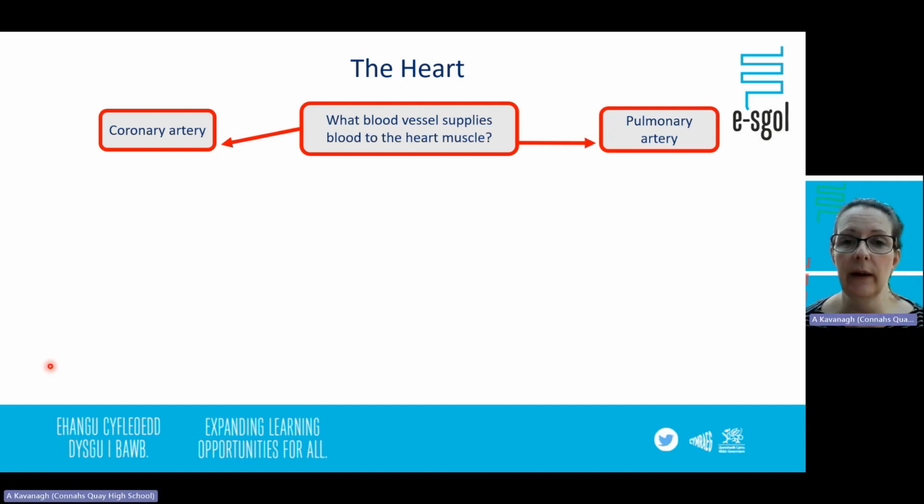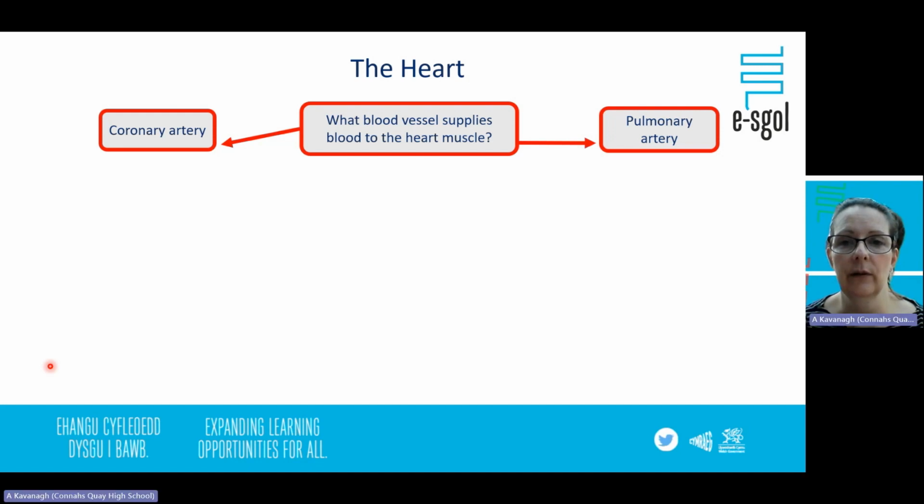So first of all, some questions to start with to see what we know about the heart already. And at any point in the film where you feel that you want to spend some time making some notes or make your own diagrams to support your learning, just pause the film and use that time to go through what work you want to do. So our first question asks us, what blood vessel supplies blood to the heart muscle? Is it the coronary artery or the pulmonary artery? So pause the film and write down your answer.